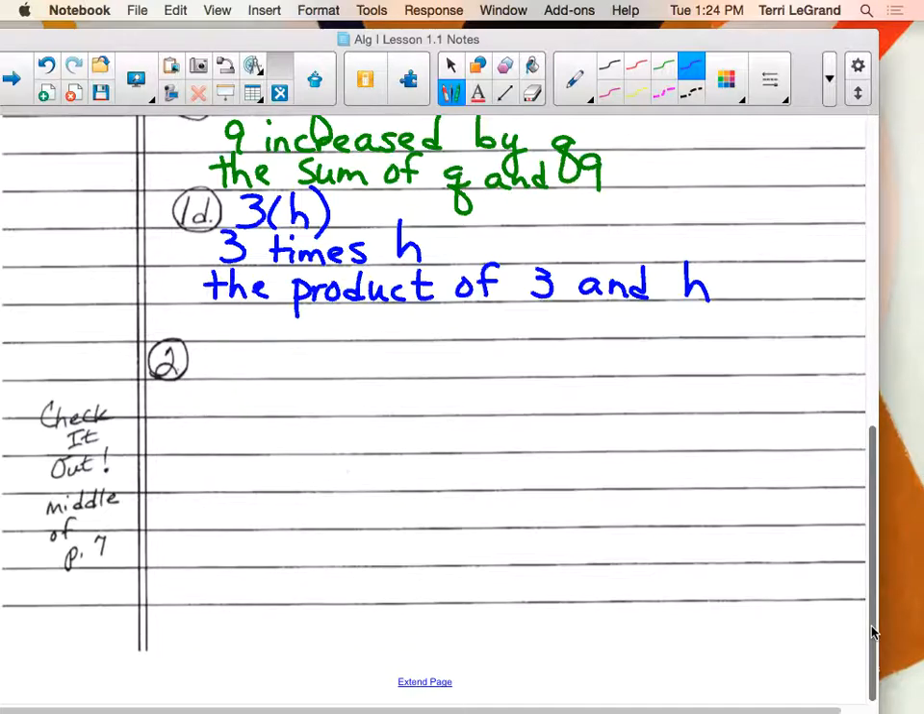Number 2, the next objective. Where are we going to find the second objective? Above example 2, in blue lettering. What's the second objective? Translating from words to algebra. So going the opposite direction.